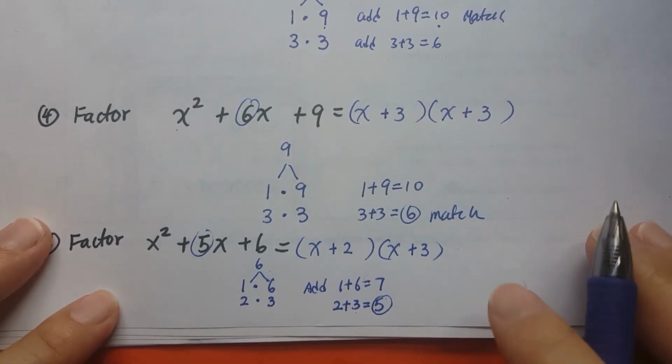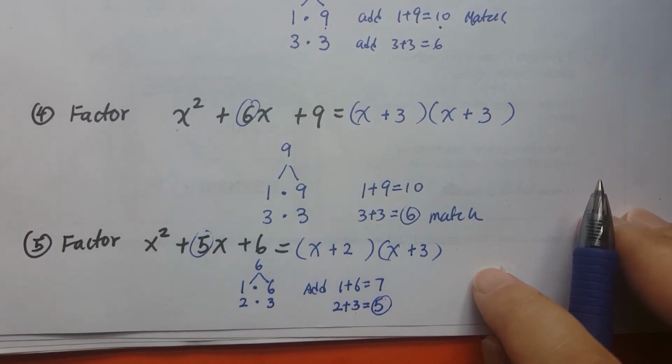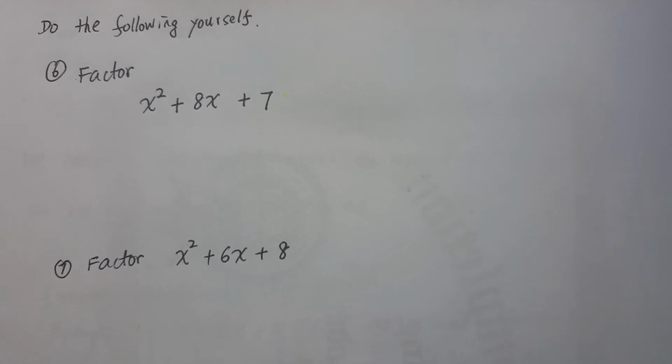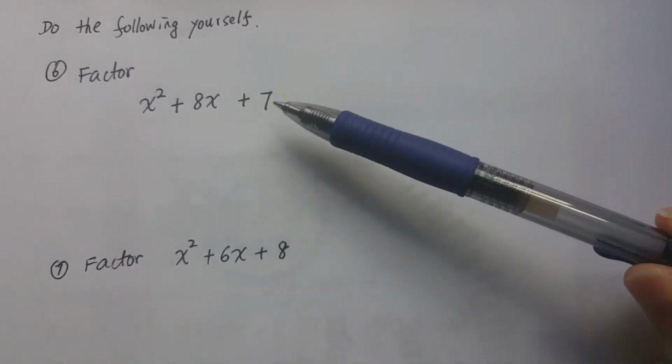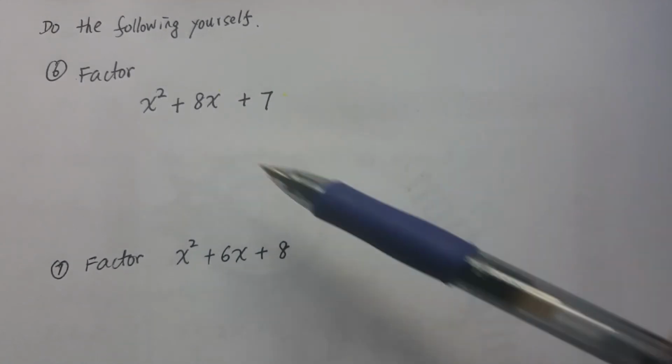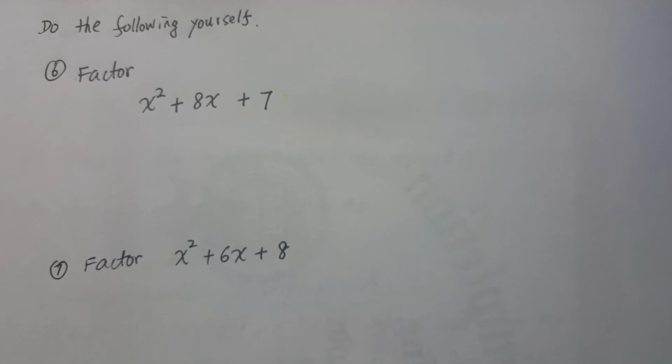Now I'm going to ask you to do the next two questions by yourself. Do number 6 and number 7. Okay, so I'm going to give you 1 minute. You have to find two numbers that multiply equal to the constant and add together equal to the middle part. So maybe you don't need 2 minutes, just 1 minute.